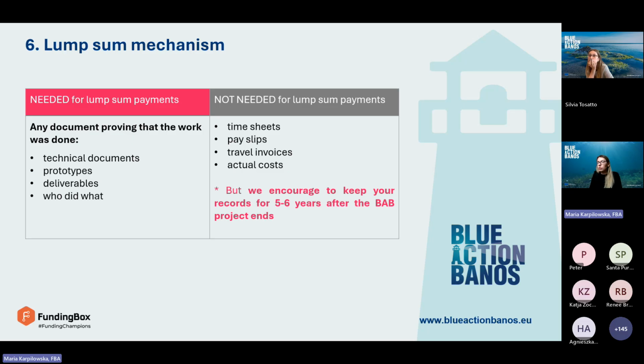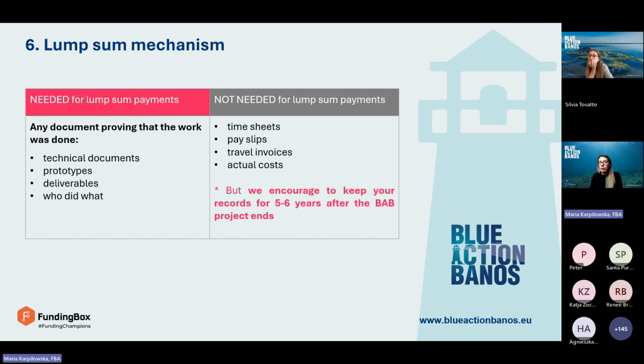What we will not need to see are all the financial accounting documents. However, we always encourage beneficiaries to keep them in your records for a couple of years. Why? Because you may need them for your local tax purposes, some local checks and controls.